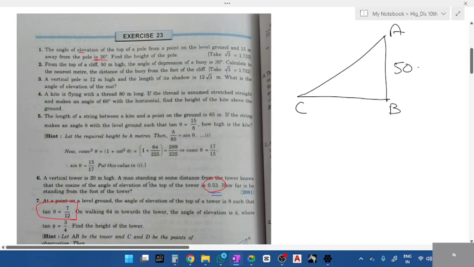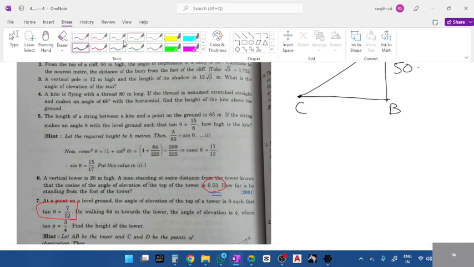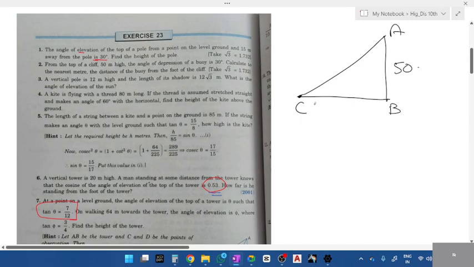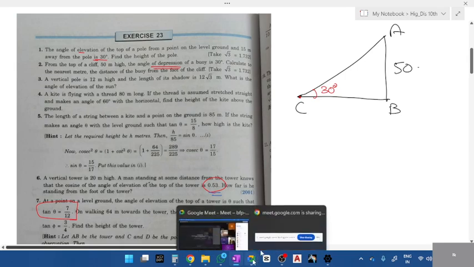So angle of depression and angle of elevation is the same. So which one is 30 degrees here? How can angle A be 30 degrees? Which is angle of elevation here? Angle C, right? Lemula, whenever angle of depression is given, you have to take it as angle of elevation. Clear? Both are same, right?